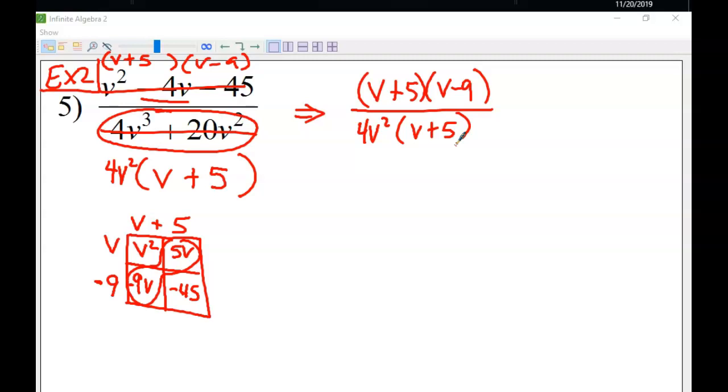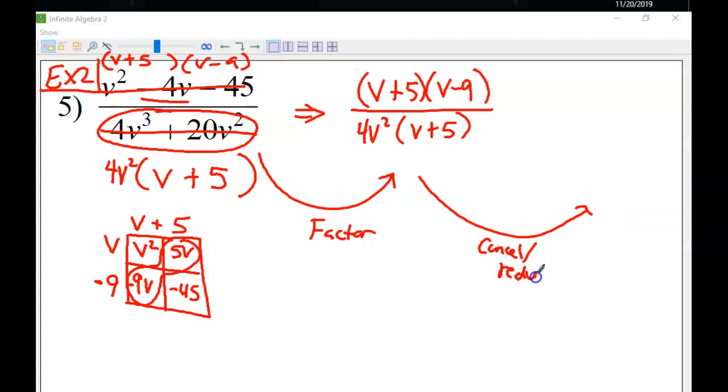Okay? So step 1 is to factor. It'll be simple factorings like either box method or difference of squares or GCF. It won't be any of the crazy stuff involving synthetic division or anything like that. Okay? Step 2, after you factor, is, what did I say to do after that? Cancel and reduce. So what can I cancel and reduce here? The v plus 5. That whole thing goes away. And so here's what I'm left with. V minus 9 over 4v squared.